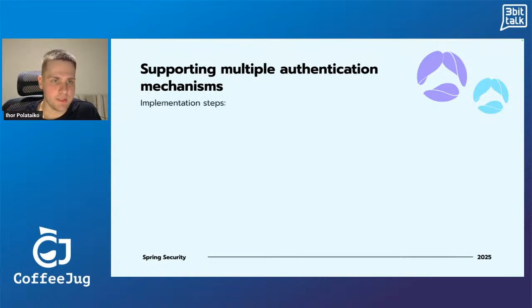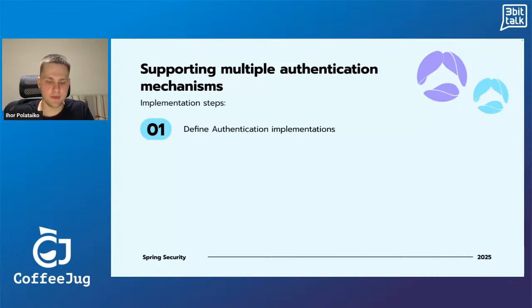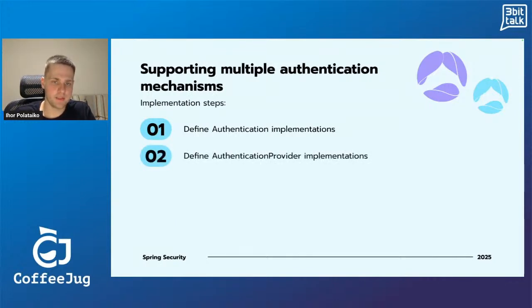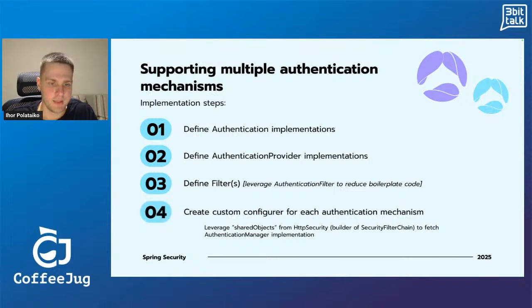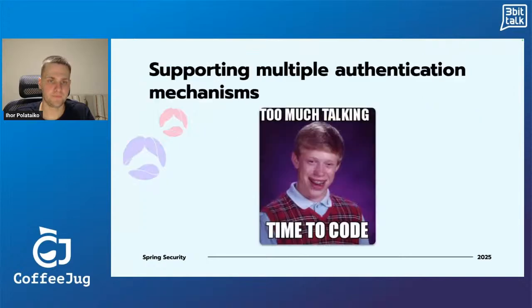And the implementation steps will be the following. We have to define two authentication implementations, each for a specific authentication mechanism. Then we define two authentication providers, one for API key authentication mechanism and the other for JWT authentication mechanism. Then we define also filters, one for each specific mechanism, and the authentication filter would be leveraged to reduce the amount of boilerplate code. And each specific mechanism is set up as its own configurer to make it modular, and internally it leverages shared objects from HTTP security to fetch authentication manager from there.